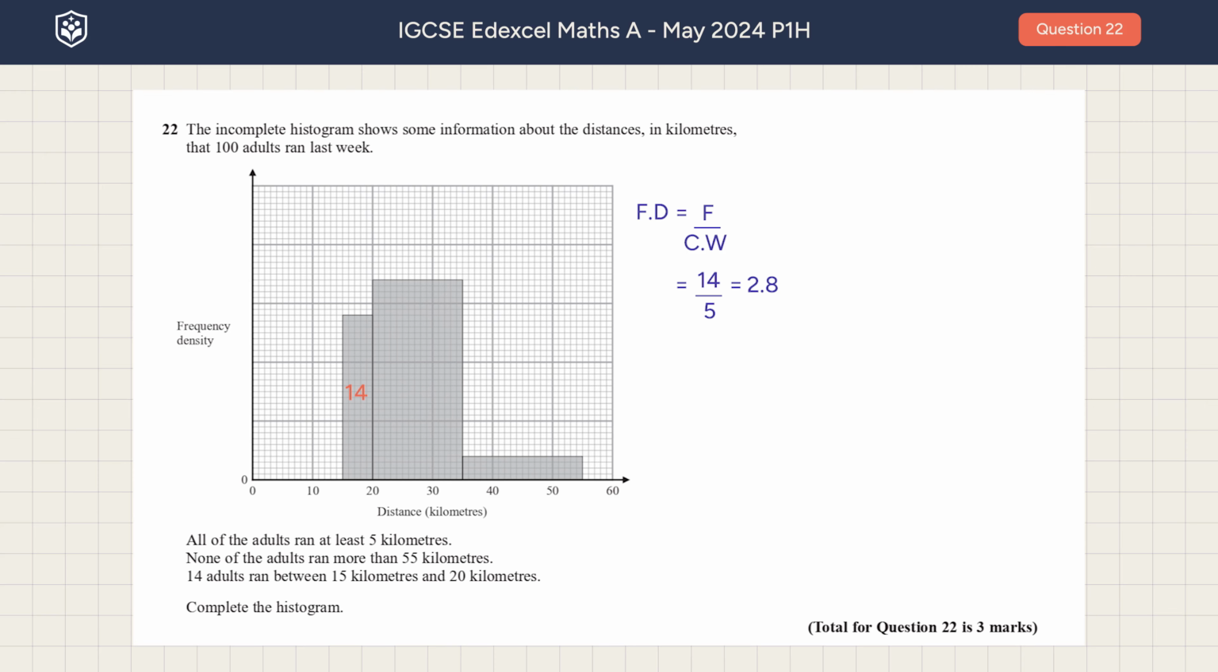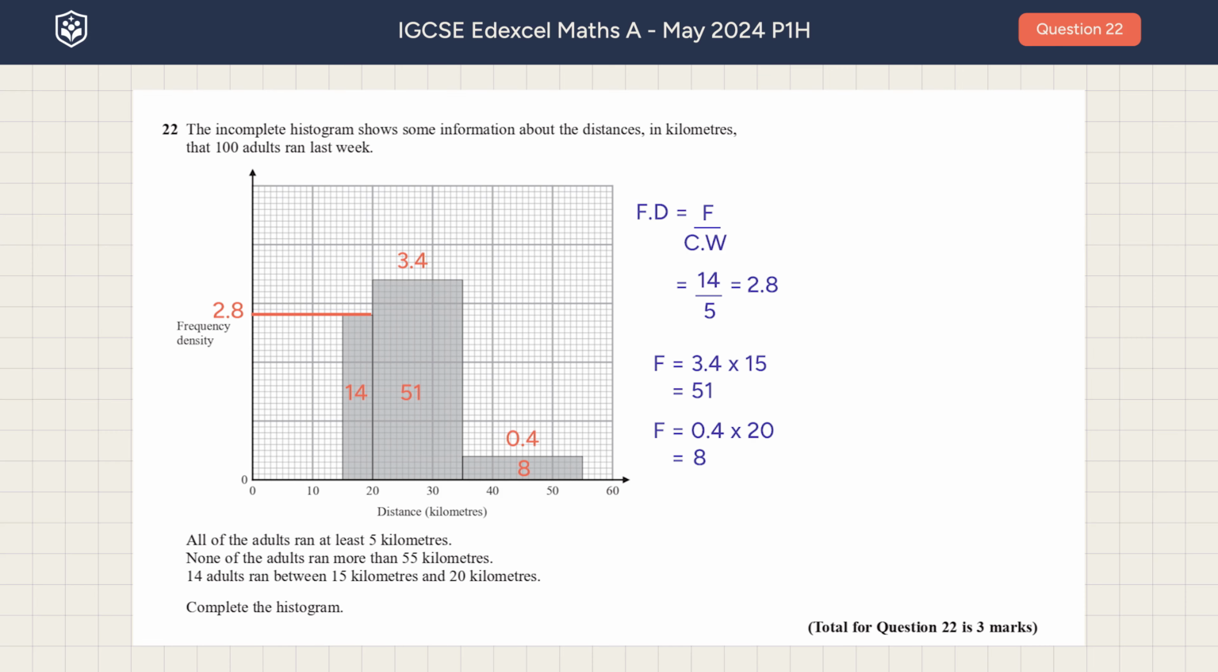Let's annotate the graph. So at this point, your frequency density is 2.8. Using this, we can now find the frequency density for the last 2 bars, which is 3.4 and 0.4. To find the frequency values for the 2 bars, we can multiply the frequency density by the distance in kilometers. So for the second last bar, we can do 3.4 times 15, which equals 51. And for the last bar, we can do 0.4 times 20, which equals 8.